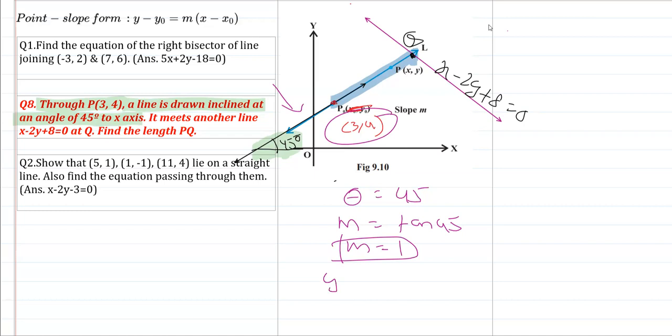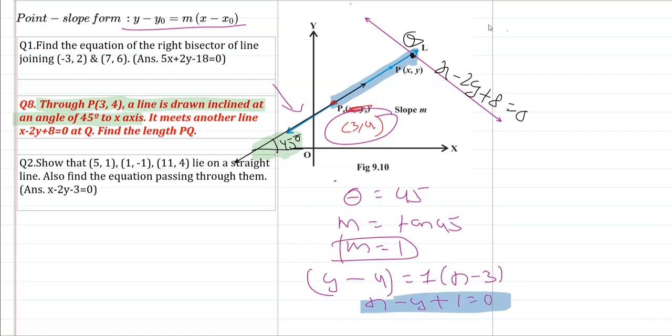Using the formula, y minus y naught, which is 4 in this case, is equal to m, that is 1 in this case, times x minus x naught, that is x minus 3. Further simplifying it, we get x minus y minus 3 plus 4, which is 1. So we got the equation of this line.